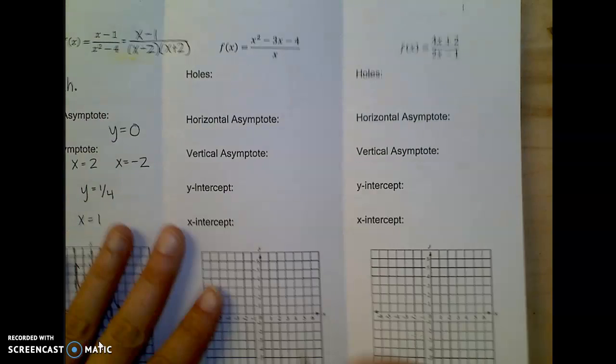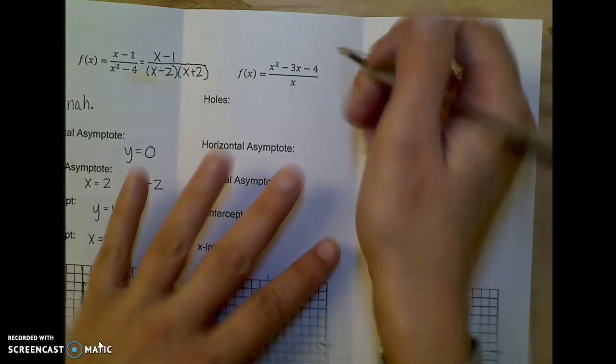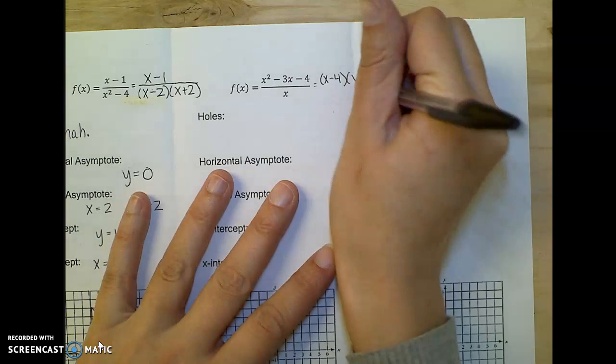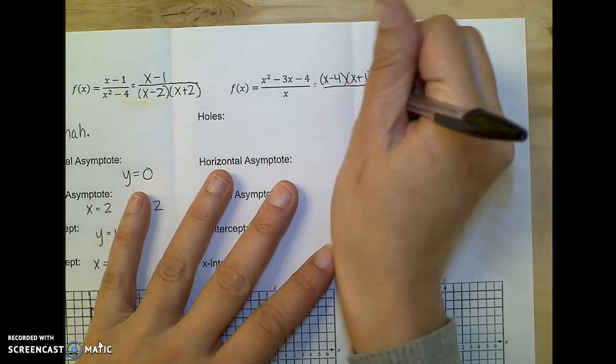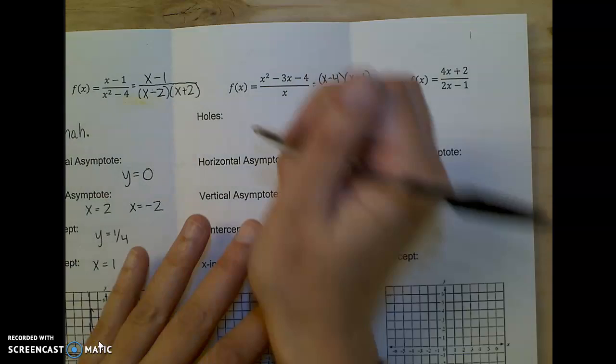Alright, just for you guys, because we didn't get to it in 6th hour, I'm actually going to do this one as well. So I would factor the numerator, so it would be x minus 4, x plus 1, over x. So nothing cancels, so no hole.